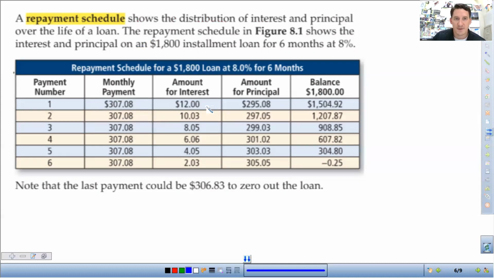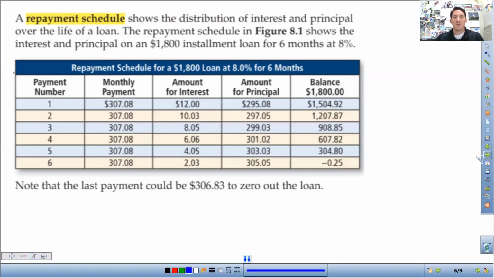Then it keeps going. This $12 goes to interest. So 307 minus 12 is 295.08, and that 295 gets applied to the previous balance, and so you get the new balance. Then the amount of interest is calculated on the new balance. Part of the monthly payment goes to paying off the interest, so that gets subtracted, and the amount going to the principal is 297.05. It just keeps going down and down.